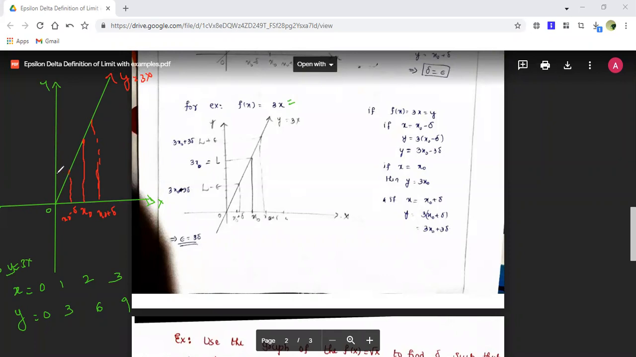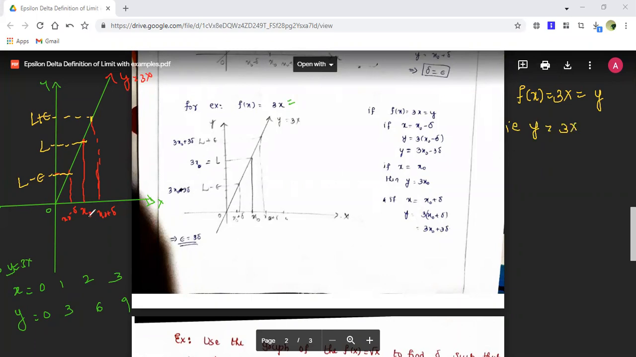Now correspondingly these points will be on the y-axis. So this point will be our L, this point will be your L plus epsilon, and this point will be your L minus epsilon. So this is what we know about it. Now clearly, what is the given function, guys? The given function is f of x that is equal to 3x, or it is equal to y, that is, y is equal to 3x.